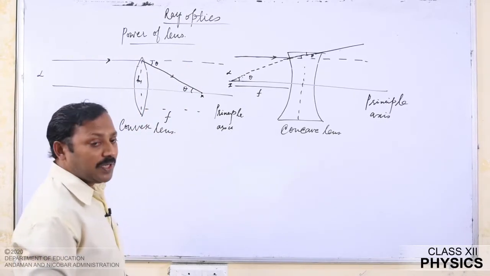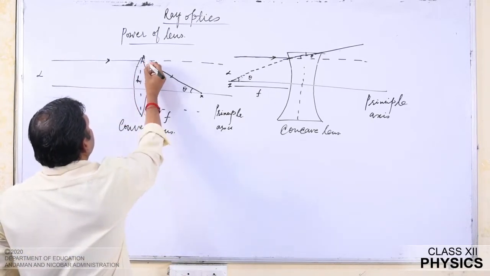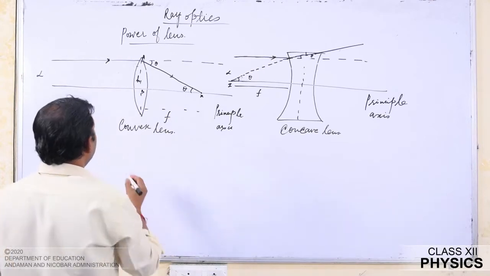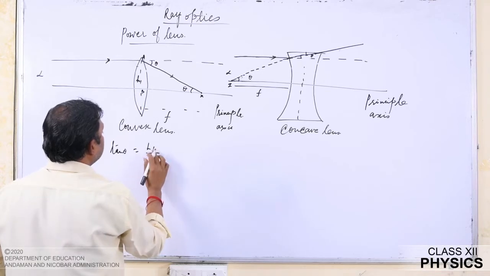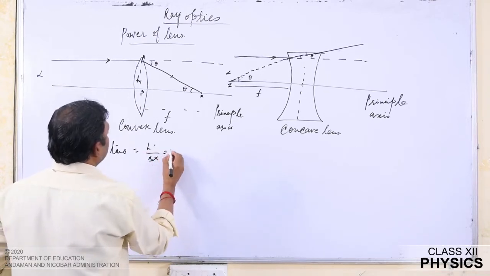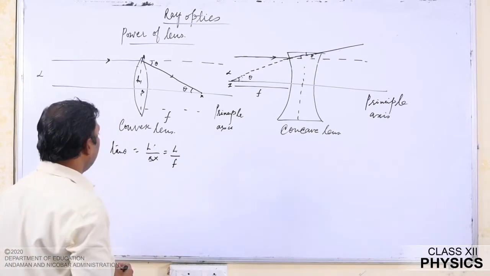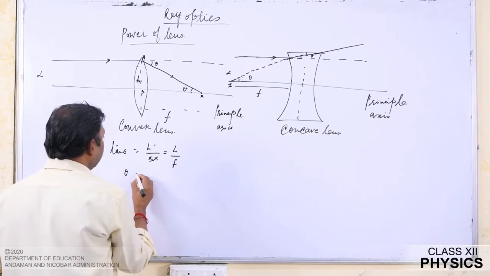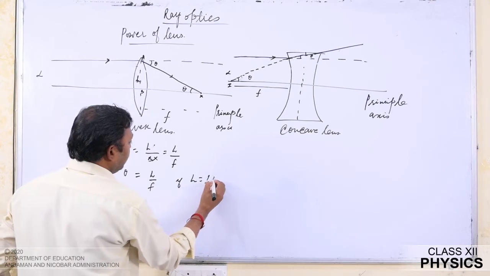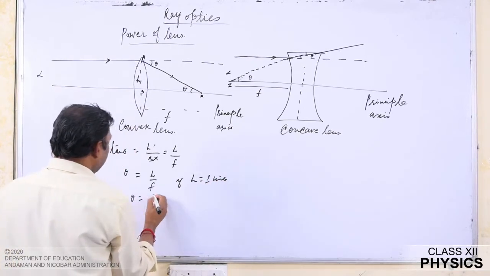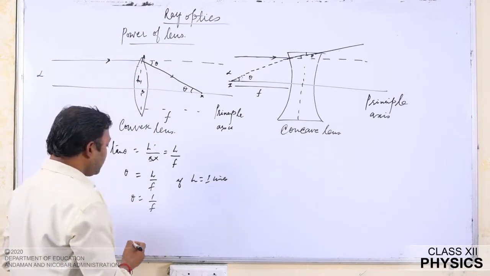Now we will see the formula related to power of a lens. Here from the triangle ABX we have tan theta is equal to h by BX, or BX is nothing but the focal length f. So, if the angle is very small, then tan theta can be written as theta, theta is equal to h by f. If h is equal to 1 unit, then theta is equal to 1 by f, where this theta is the converging angle. So, it is said to be the power.